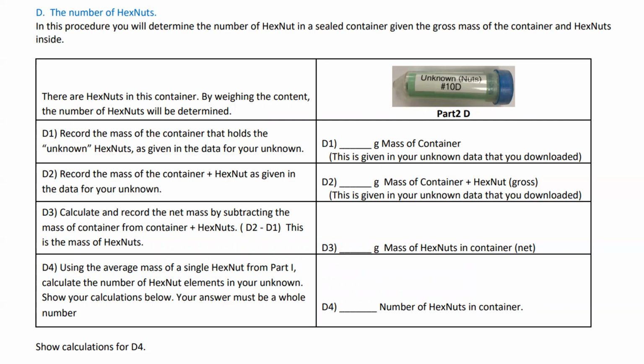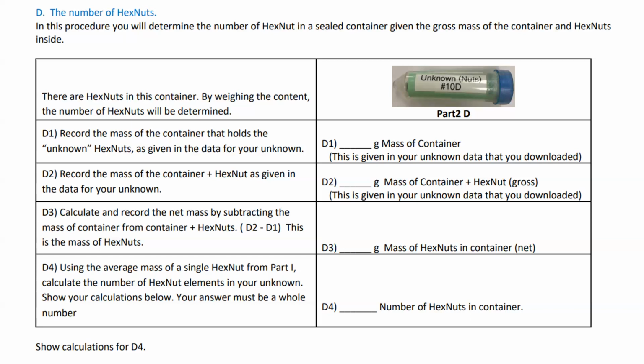So in order to do this, you're given the mass of the container and the mass of the container plus some number of hex nuts inside. In order to determine the mass of the hex nuts inside, you have to subtract the mass of the container from the mass of the container and hex nuts. This will give you the net mass of just the hex nuts in the container. And given your knowledge of the average mass of a hex nut found in the experiment in part A, you will be able to determine how many hex nuts are in the container.